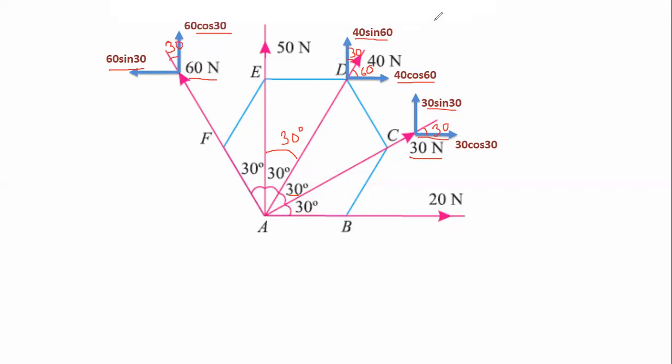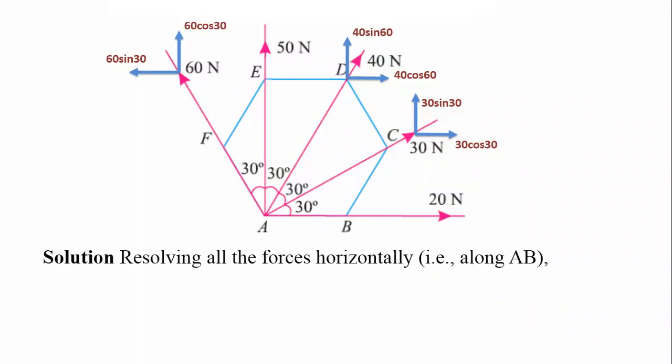Now once you have resolved these forces, the next step is to make the summation of all horizontal forces and the summation of all vertical forces. Let us make the summation of all horizontal forces first. As we have seen, this first 20 Newton force is going horizontally in the right side direction. That's why we are taking it as positive.